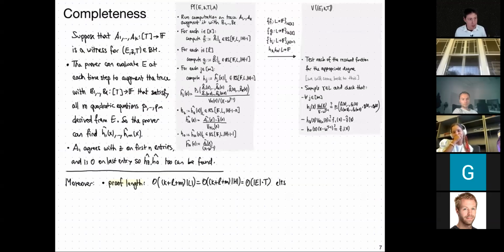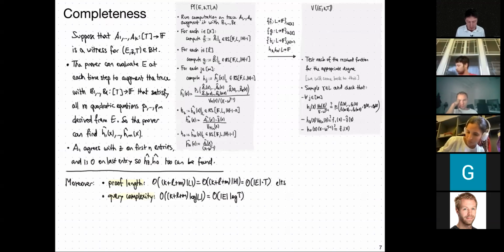And here, I want to talk about syntactically what's happening, right? So the proof length, what is it? It's K plus L plus M times L. Okay, but remember, L was linear in T. Think about it like 10 times that. And K and L and M were all at most E. So now we have a proof length that is E times T field elements, which is linear in the computation size. That's great. So we have a linear size proof.